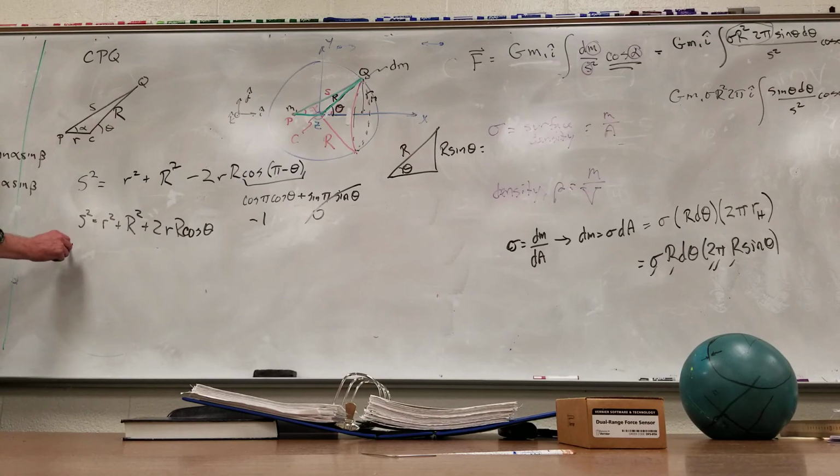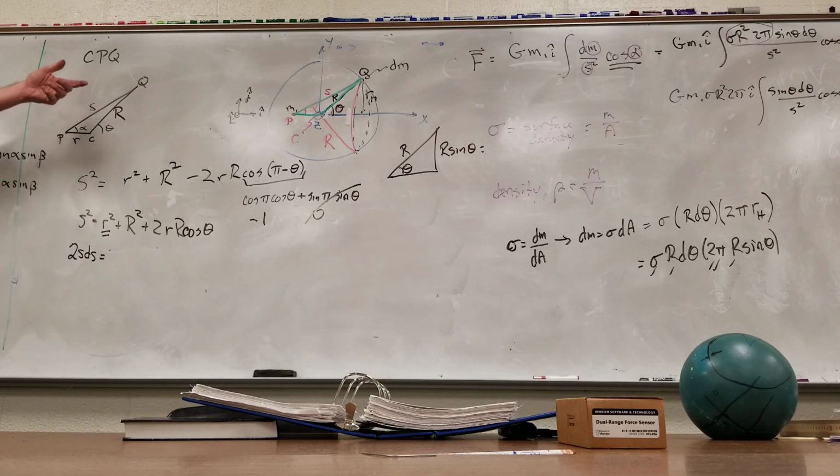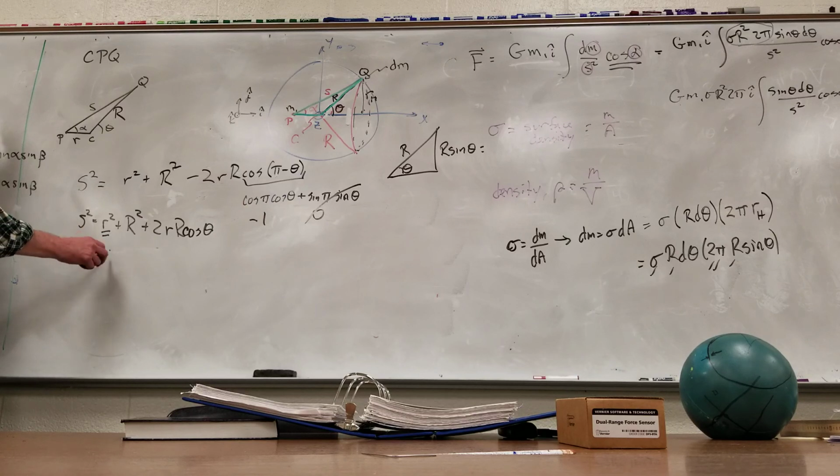So this becomes 2s ds is equal to, well, that's the distance from the center to wherever my point is, so that's actually a constant. So that's 0. That's the radius of the circle or the sphere, that's a constant.